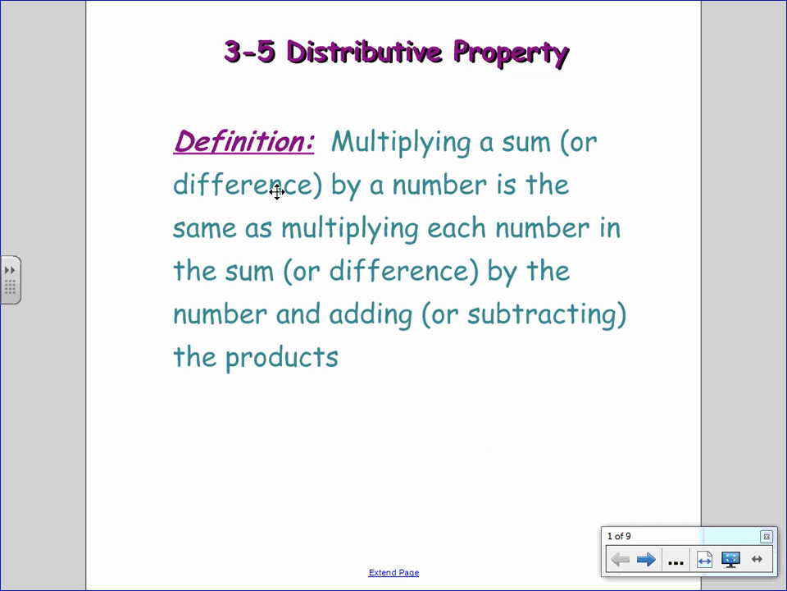Okay, so you do not need to write down the definition because you should already have that. If you do not have the definition, go ahead and put it in your notes. But at the top of your page, it should say 3.5 distributive property.